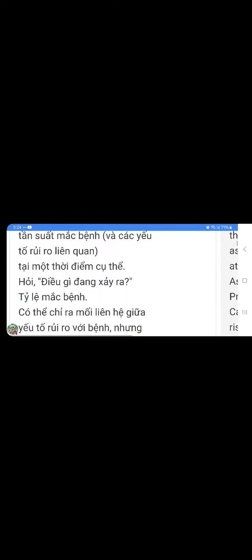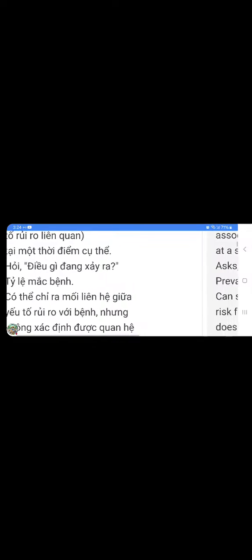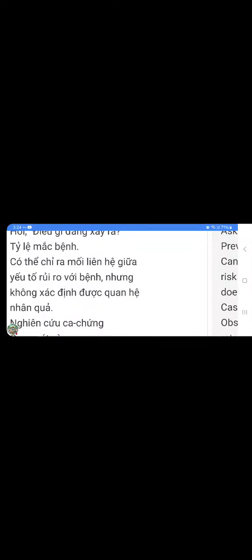So we should ask the question, so what is happening? What's going on? So this one we measure the prevalence of the disease. So this can show the association between the risk factors and disease, but they cannot establish causality. They cannot determine cause effects.